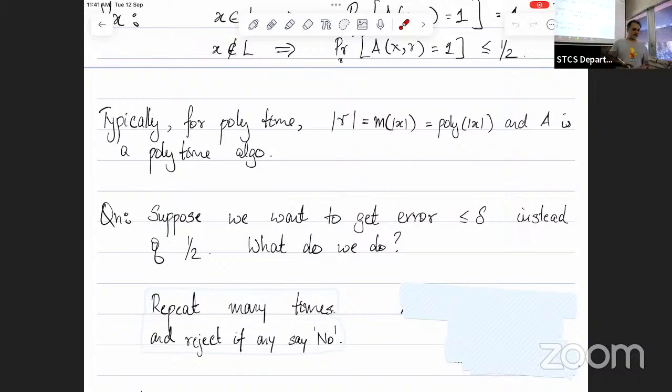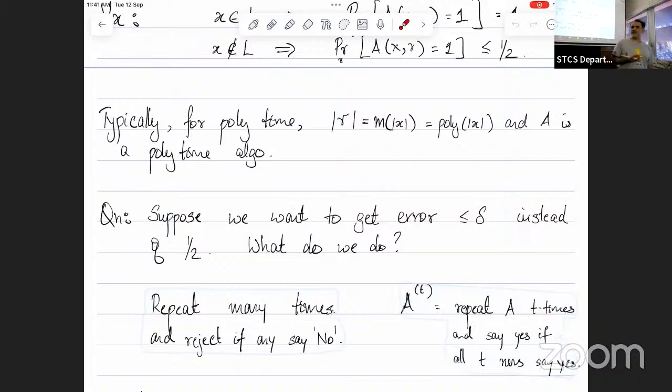So the obvious thing to try is just repeat this algorithm many times and reject if any of those runs ends up rejecting. Okay, so we'll denote this algorithm as A power T, or A with a superscript T, to basically repeat the algorithm T times, and you accept only if all of them end up accepting.